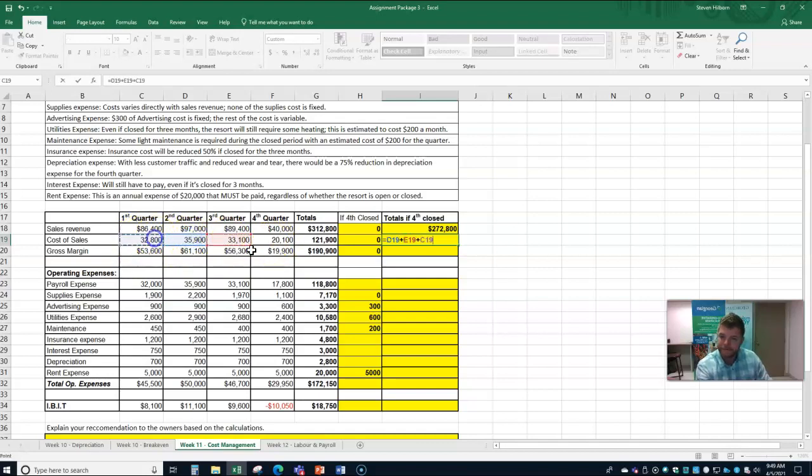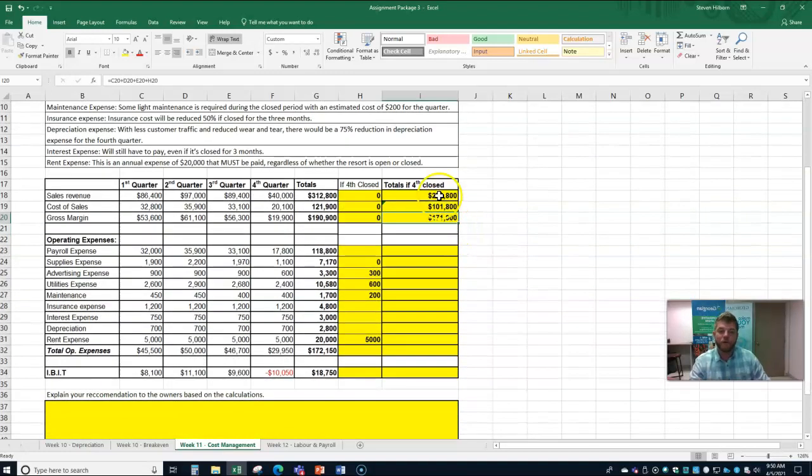I messed that up. There we go. 1, 2, 3. So here we're already seeing we were making a gross margin of 190,000 and we were making 312,800 in sales revenue. If we close automatically, our initial change is going to be 272,000 instead of 312. And we're taking home from this, or our gross margin, gross profit, is 171,000.